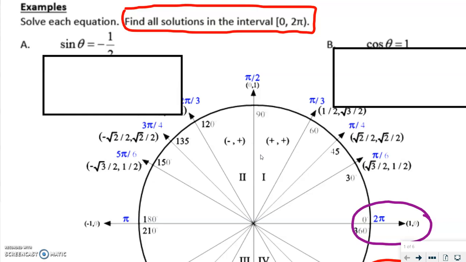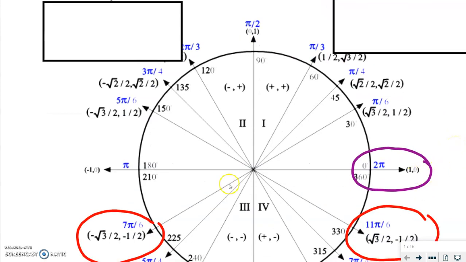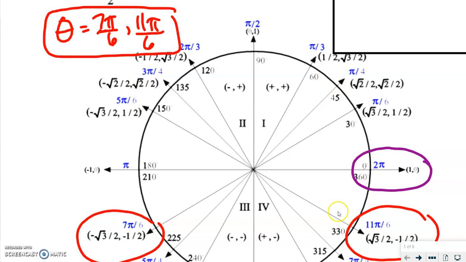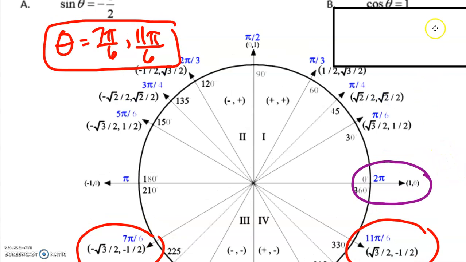So we've talked for quite some time that sine is the y coordinate. So you're going to want to pull out your unit circle. There is one posted in our calendar, or if you have one available. Just remember, sine is the y coordinate. So anywhere that the y coordinate is negative 1/2 would be your solution. So in this particular problem, you could say it's 7 pi over 6 or 11 pi over 6. Both of them have a y coordinate of negative 1/2. So both of those would work.